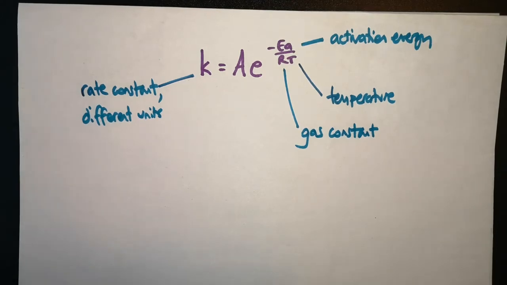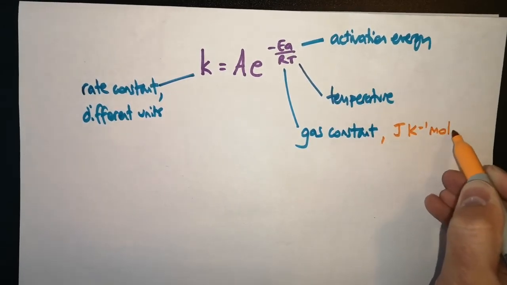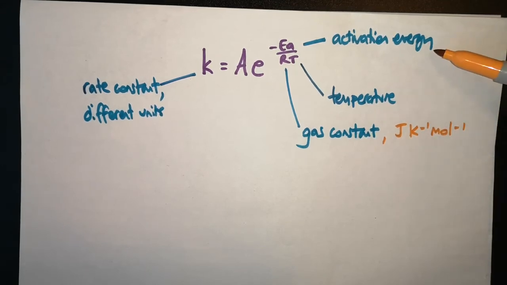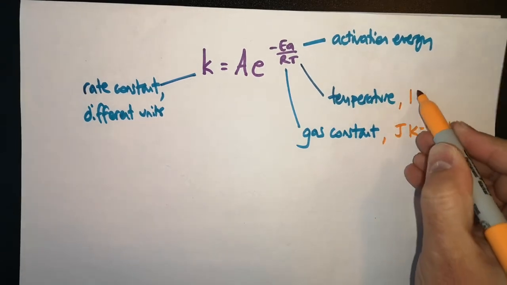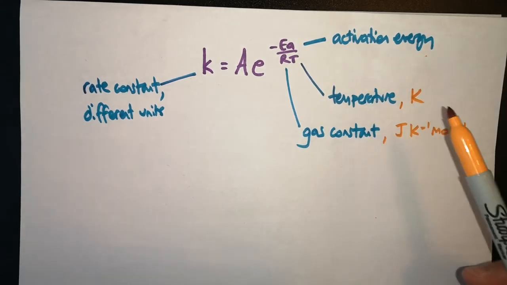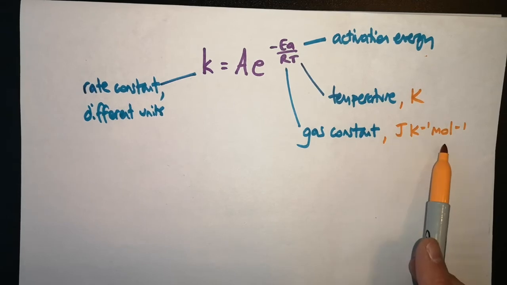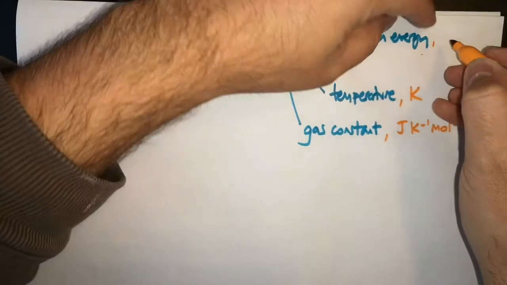So let's concentrate on the units on this side. We'll start with the gas constant, because this has given units, which is joules per Kelvin per mole. That gives us an idea about what units we need to use for temperature and activation energy. For temperature, I'm going to need to use Kelvin. For activation energy, I just said that we normally use kilojoules per mole, but here the gas constant is in joules per Kelvin per mole, so to make sure they match, we're going to use joules per mole for activation energy.